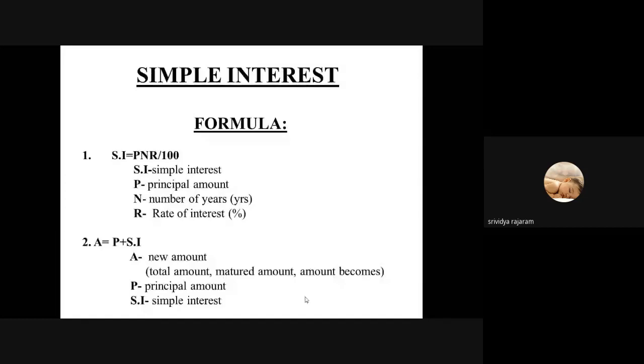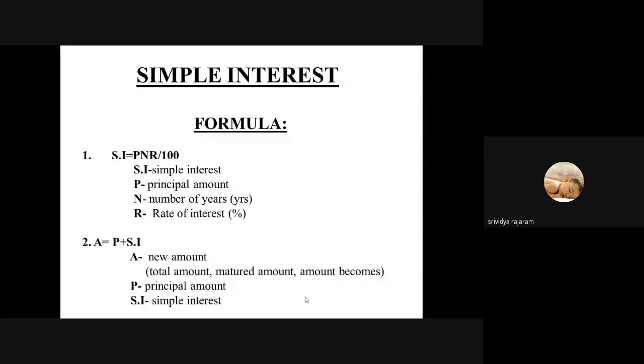And in problems based on simple interest, you may see some phrases like total amount, matured amount, or amount becomes. If you see any phrases like these, total amount, matured amount, or amount becomes, these all denote the new amount. That is, these all are equal to A.